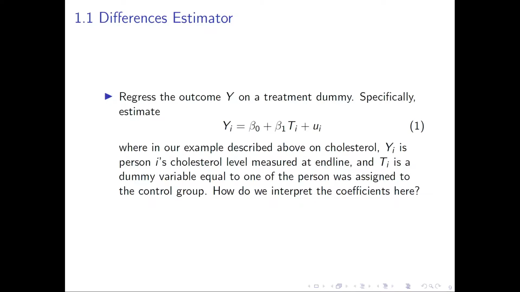The idea behind the differences estimator is to create a treatment dummy. So this treatment dummy is either 0 if the individual i was in the control group, and it's 1 if individual i was in the treatment group. So in our example, the y variable is just a number, so it's continuous, and this is the cholesterol level measured at the end line.